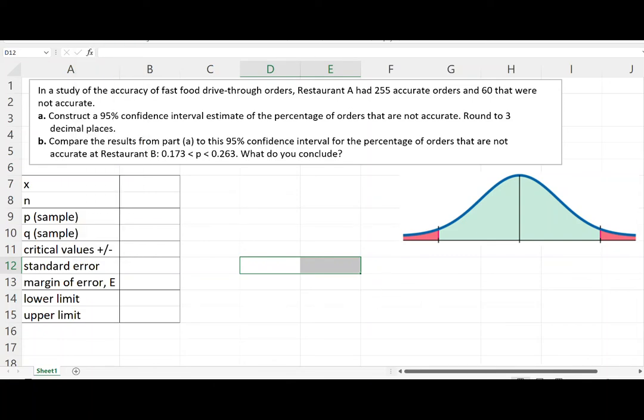In a study of the accuracy of fast food drive-through orders, Restaurant A had 255 accurate orders and 60 that were not accurate. Okay, so what we want to do here is to construct a 95% confidence interval estimate of the true percentage of all orders that are not accurate. Okay, so that's our estimate. We want to estimate the percentage of orders that are not accurate.